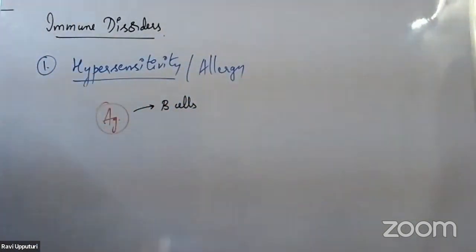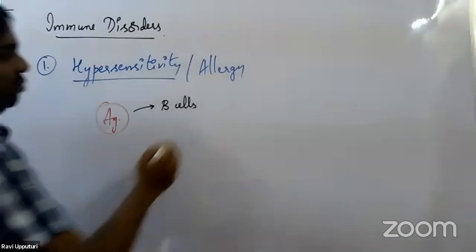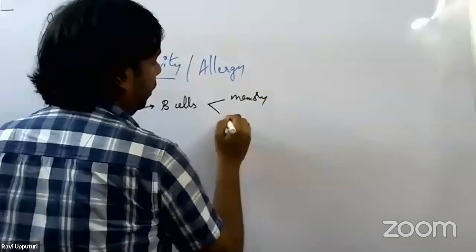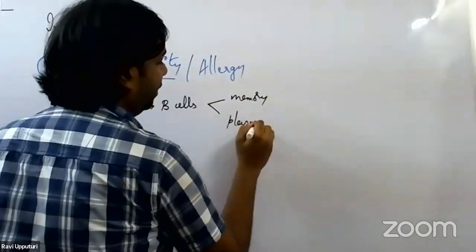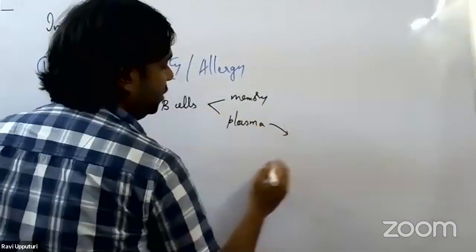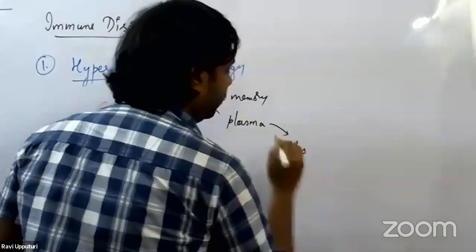Now we know what the B cells do upon activation. B cells will start synthesizing two types of cells: the memory cells, and the other one is called the plasma cells or the effector cells. Now we know what these plasma cells do. These plasma cells would start synthesizing the antibodies.